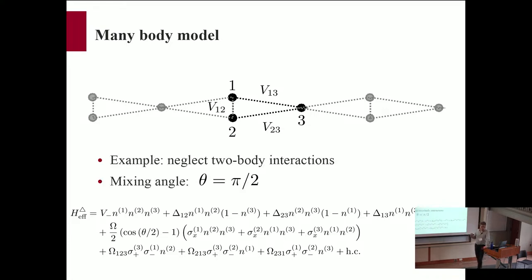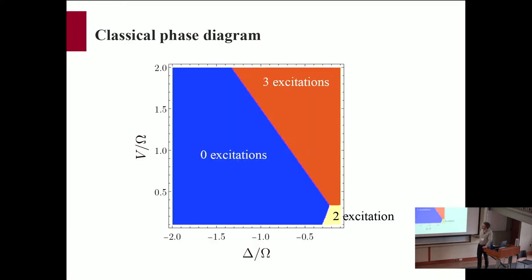But let's neglect two-body interactions altogether, which we saw in this example were small anyways, and let's fix the mixing angle at theta half. That would mean that we're exactly at this crossing, which you can adjust experimentally just by placing the atoms in the right positions. And so then let's look at the phase diagram.